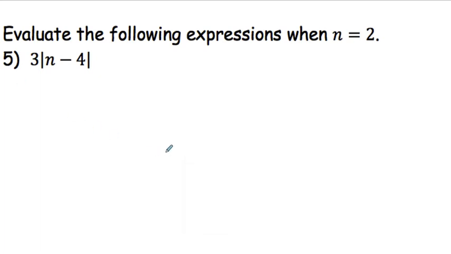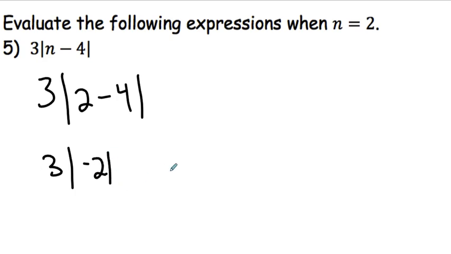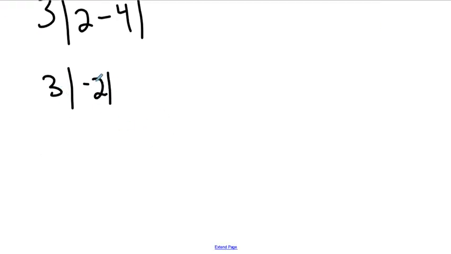Okay, so first up, 3, absolute value N is 2. So we have 2 minus 4. So again, I'm going to simplify inside the absolute values. So I'm going to take 2 minus 4 and get -2. All right, now the 3 outside here is being multiplied, but I'm not going to do 3 times -2 because I need to simplify that absolute value first. So that's just going to give me a +2, so 3 times 2. Final answer here is 6.